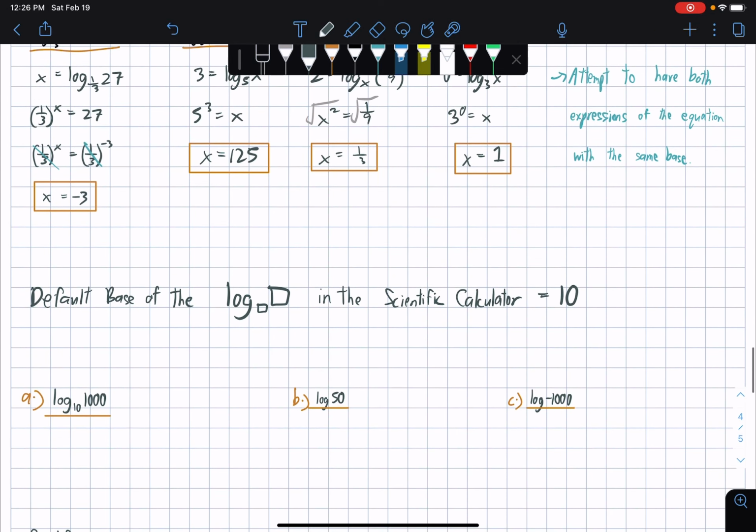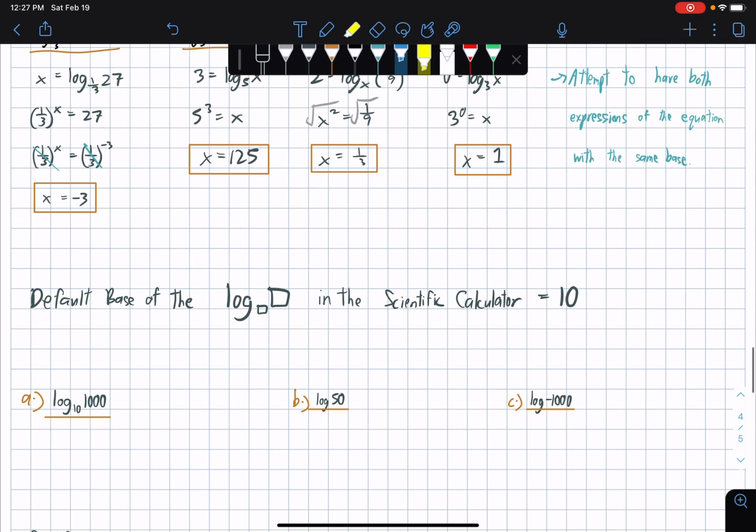Alright. I think I've said this before, earlier in this video. The default base of the log, this is what we usually see in the calculator, apart from the usual log, without the need of modifying the base. This is what we see. Default base is always 10.